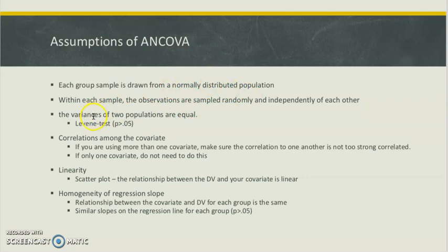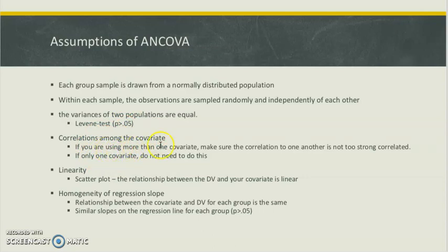And the third assumption, also very common for all of you, you have to run Levene's test in order to see if equal variance can be assumed among the two populations. So for Levene's test, p must be more than 0.05. This depends on your type of research.